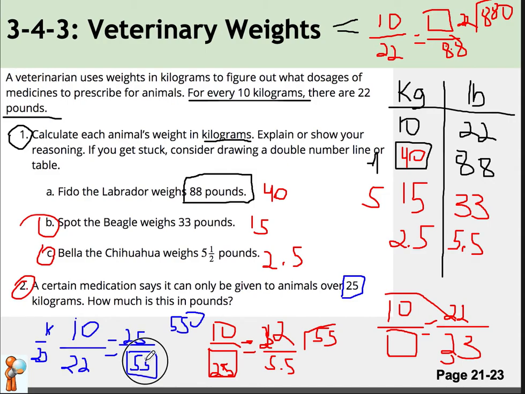Another way you could also work it out is if you know that 10 kilograms is 22 pounds, then 1 kilogram is 22 divided by 10. And then you can multiply that by 25 kilograms to become 22 over 10 times 25, which is 55. I always like the cross multiplying. It helps me. So our answer here is 55 pounds.